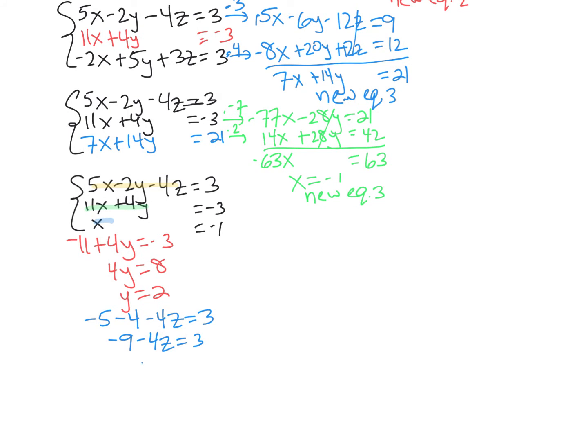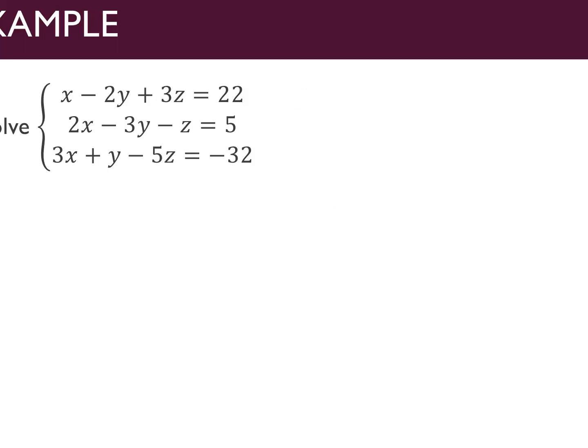Okay, so when you add 9, negative 4z is going to equal 12, or z is going to equal negative 3. Final answers to write our solution as an ordered pair. So x is negative 1, y is 2, and z is negative 3. The end. Let's look at another example.